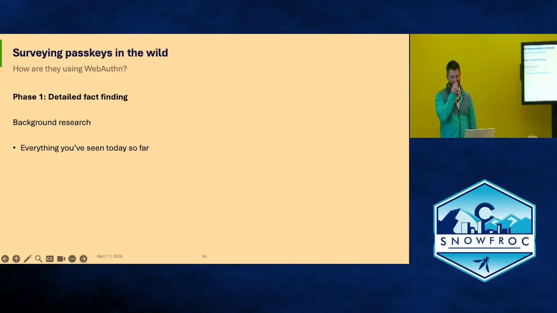Okay, that's this detailed fact finding. Background is everything you've seen so far. How does a protocol work, right? All this stuff. Who's doing what?